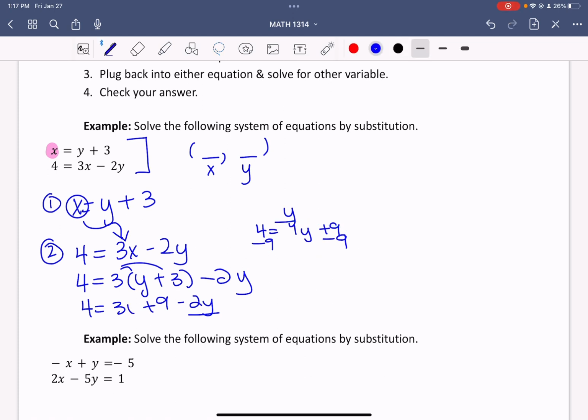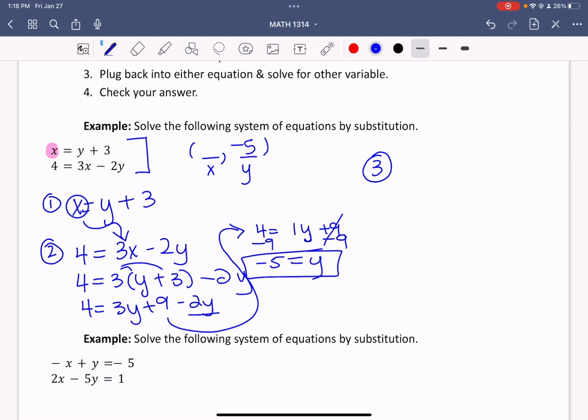Let me move that over so you can see it a little bit better. Here we go. So that was that 1y, so I'll subtract the 9. That cancels it. I get negative 5 equal to y. I just moved this up here. So now I have a y value. And I could even just go ahead and plug that into that ordered pair I'm hoping to get.